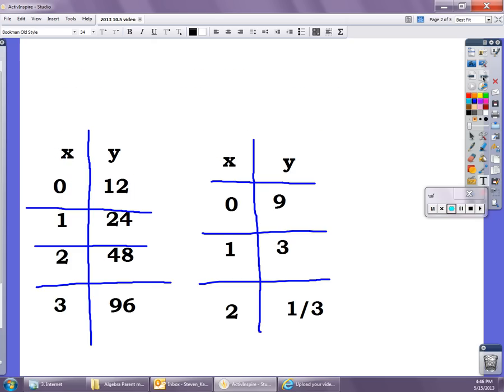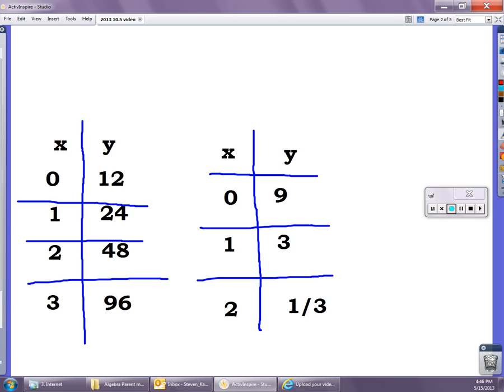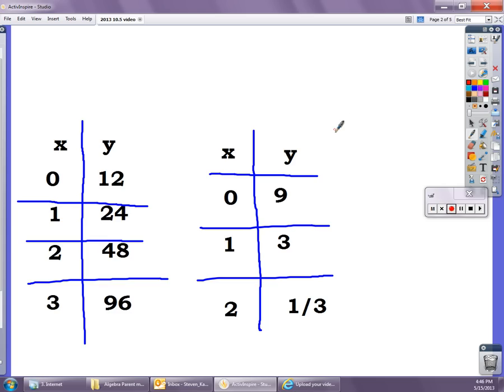First of all, here are two tables, and these are exponential functions. One, do you know how we know they are exponential functions? And two, could you write an equation from them? So go ahead and answer those two questions, pause the video, and then when you're done, go ahead and play the video again. Okay, so hopefully you got a chance to do that.